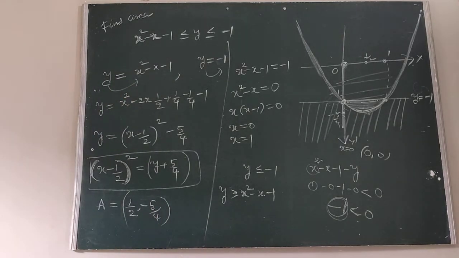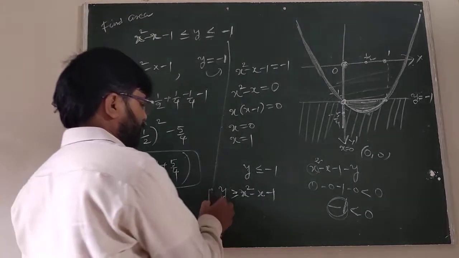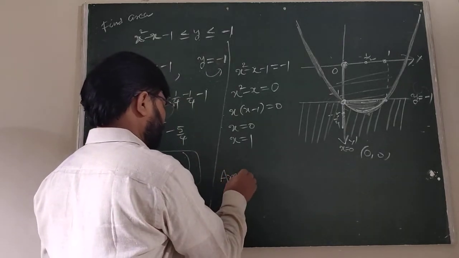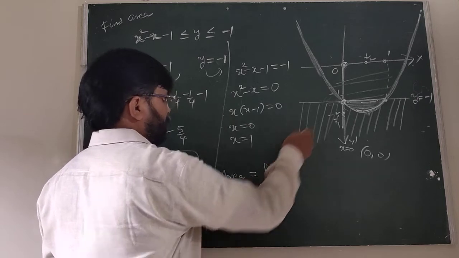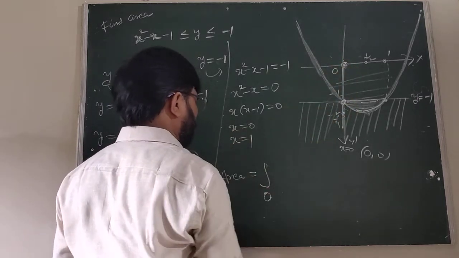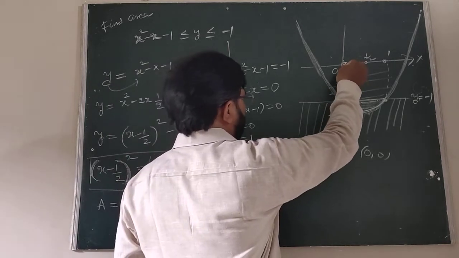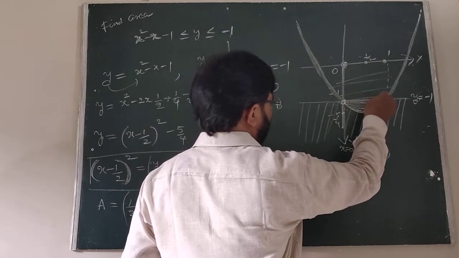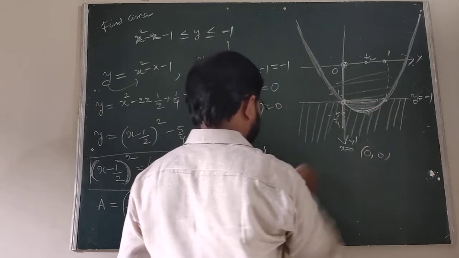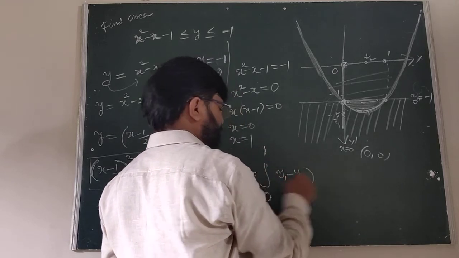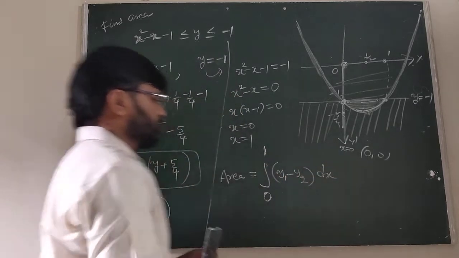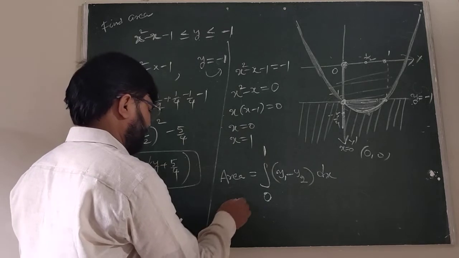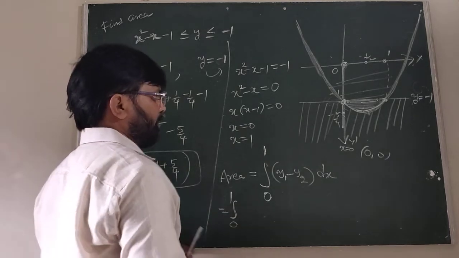How to find this area? The limits are x equal to 0 and x equal to 1. The first function is the upper function, the second is the lower function, so the area is the integral of y1 minus y2 dx. Here y1 equal to -1. Therefore the integral from 0 to 1, y1 is -1.